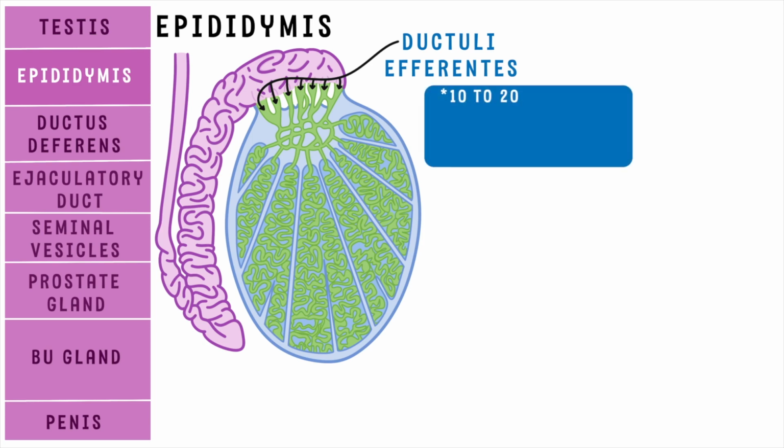The 10 to 20 ductuli efferentes are short tubules that drain spermatozoa from the rete testis and pierce the tunica albuginea to conduct the sperm to the ductus epididymis. Thus, the ductuli efferentes become confluent with the ductus epididymis at this point.